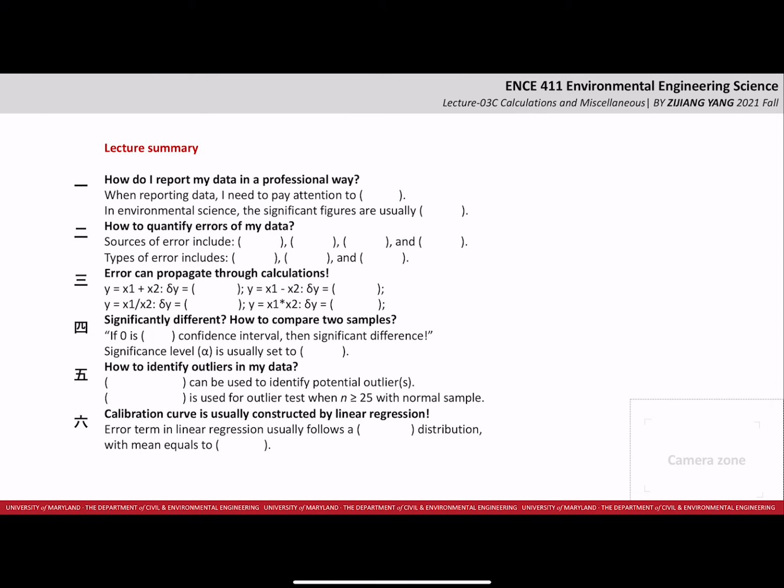Yeah, so this is a summary of the class. So first one, when we're reporting data, we need to pay attention to significant figures, yes.